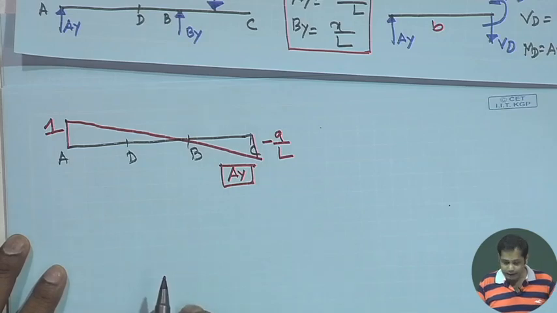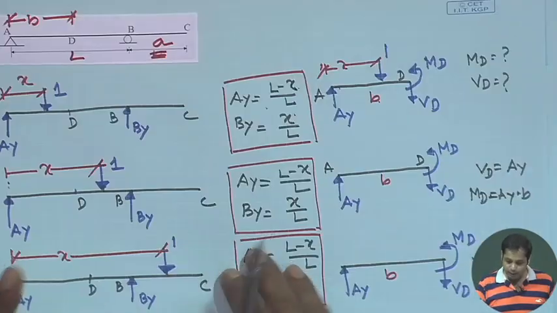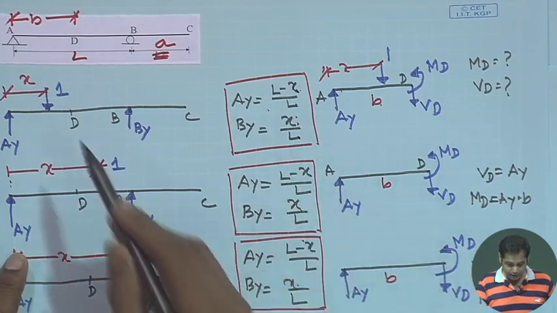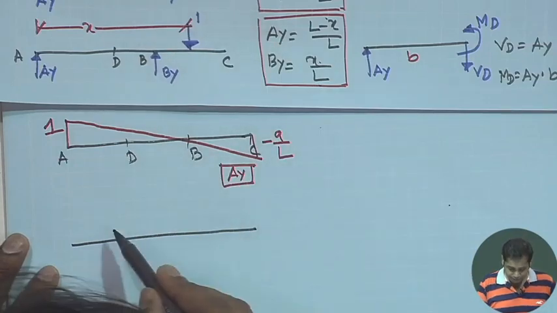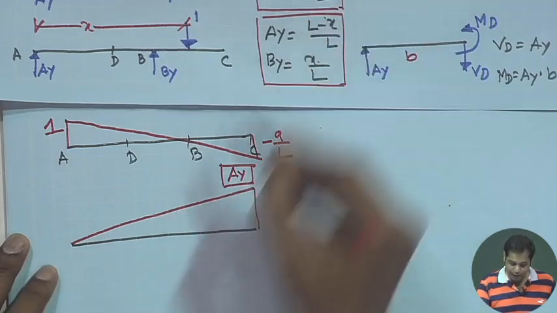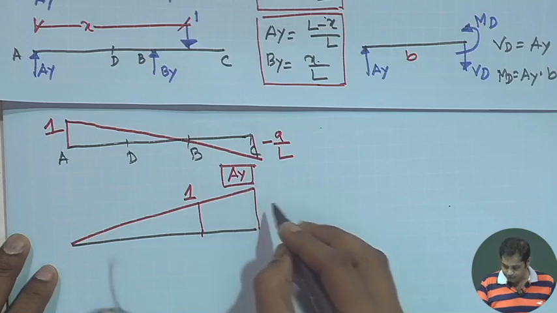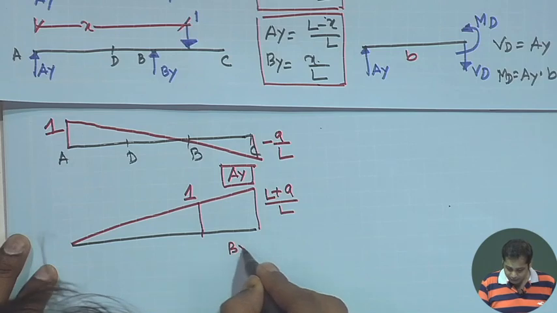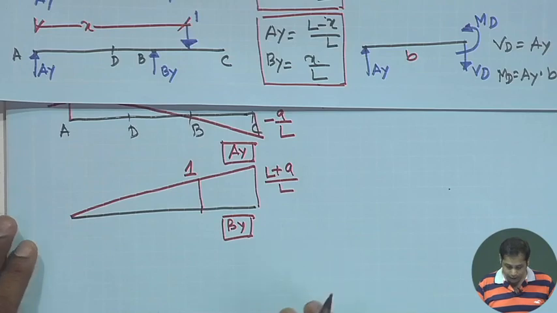Now, let us draw the influence line for B y. What is B y? B y is x by L. At x is equal to 0, B y is equal to 0, and after that it varies linearly, and at x is equal to L, it becomes 1. So, this value becomes 1 and this value becomes L plus A by L. So, this is B y.